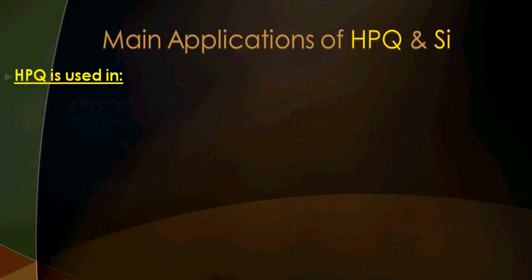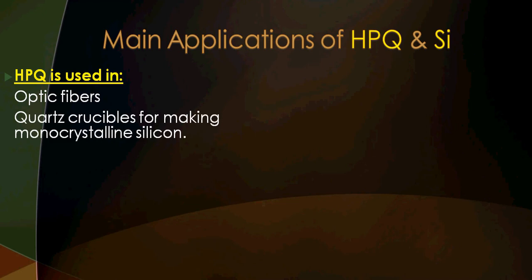Main applications of high purity quartz and silicon metal. Let's see, high purity quartz is used in the manufacturing of optic fibers. It is used in quartz crucibles for making monocrystalline silicon. So when we produce solar grade silicon from metallurgical grade silicon, this is polysilicon, this is multicrystalline, and in some cases we need to change it to monocrystalline silicon.